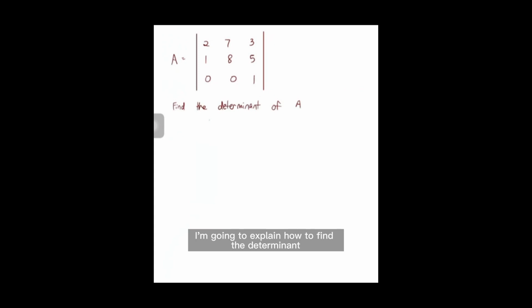Hi everyone, I'm going to explain how to find the determinant of a 3 by 3 matrix. So, the first step, we choose any row, then we cover up the first column. What we have left is 8, 5, 0, 1. So we copy this. Next, we put a minus sign. Now, we cover the second column. What is left is 1, 5, 0, 1.